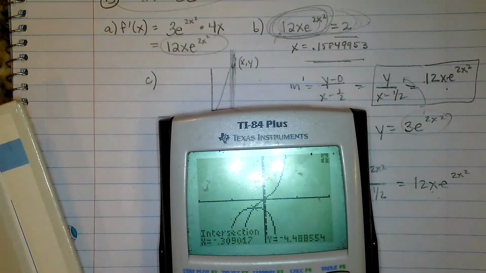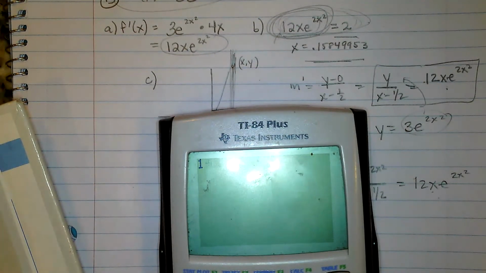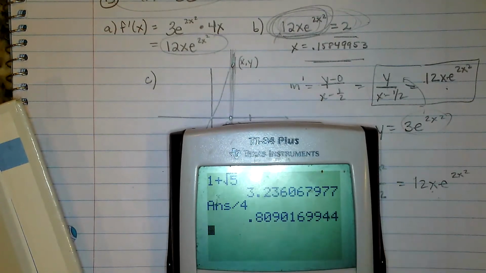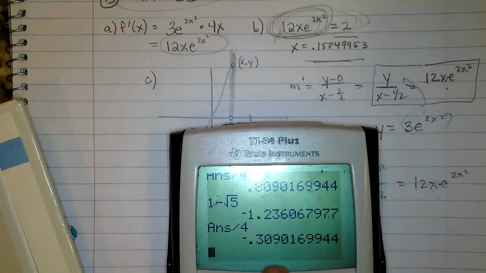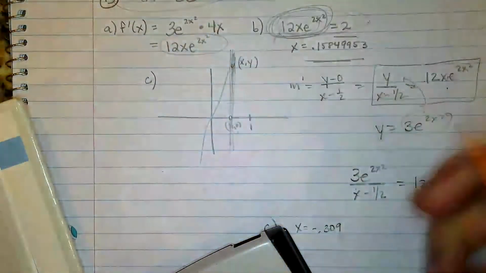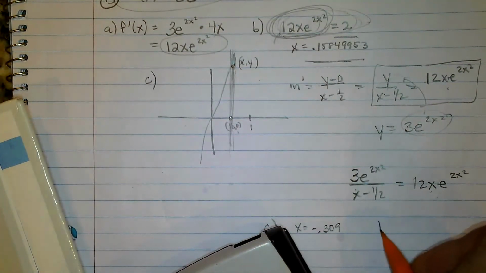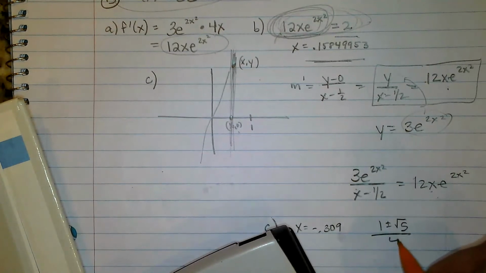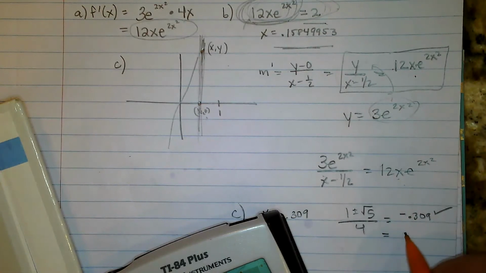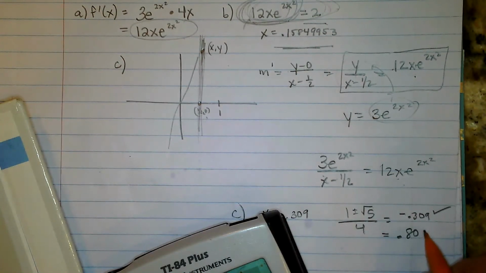Quit. 1 plus √5 divided by 4, which is 0.809. I didn't get that answer. And 1 minus √5 divided by 4 is negative 0.309. That one I did get. So it's 1 plus or minus root 5 over 4, which equals negative 0.309, which is the one I got. And that also equals 0.809, which I didn't get.